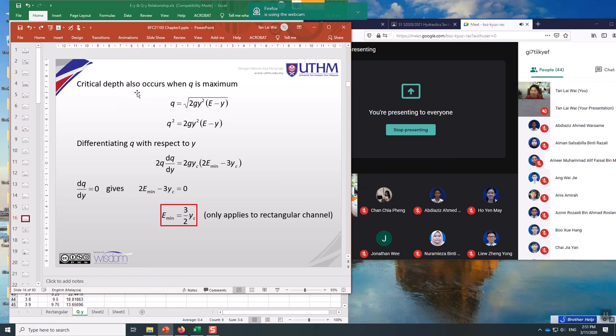Now, critical depth occurs when Q is maximum. We have looked at the graph just now. So if I differentiate Q with respect to y, it will give me this expression here. But again, I'm using discharge per unit width, so this expression only applies for a rectangular channel. So I rearrange this expression, and I have my E min equals to 3 over 2, or 1.5 y_c. So for a rectangular channel, if I know my critical depth of flow, my y_c, I can get my E min already, because E min is just 1.5 times y_c. This is only for a rectangular channel.